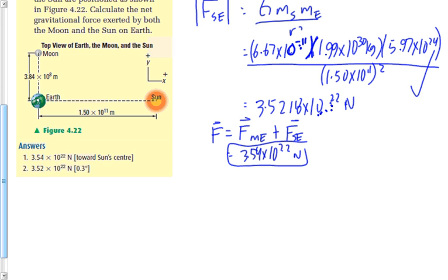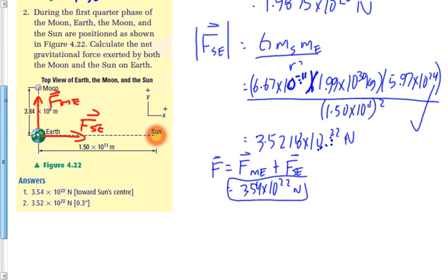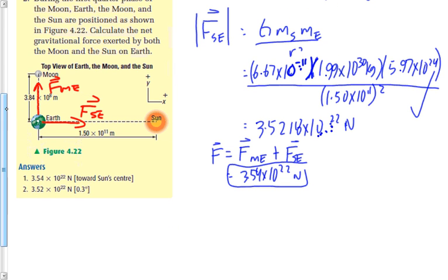Yeah, we still got to draw a free body diagram, right? Then we solve it as a vector diagram. The force of the sun on the earth is this way. The force of the moon on the earth is this way. And you know what, guys? We know the values of both of those because we just calculated them. The distances are the same. The numbers are all the same.